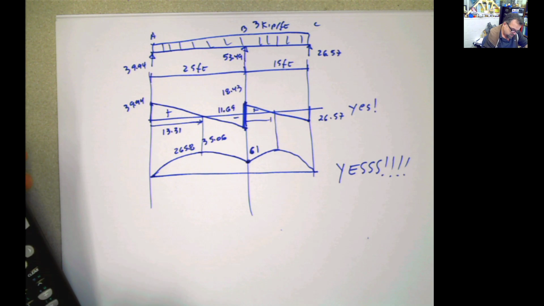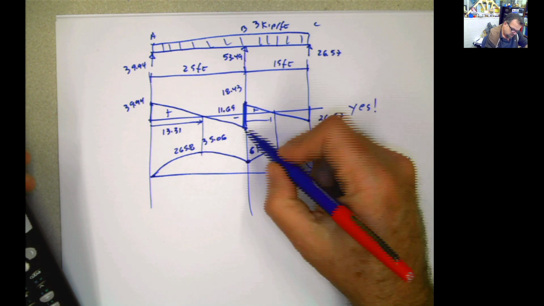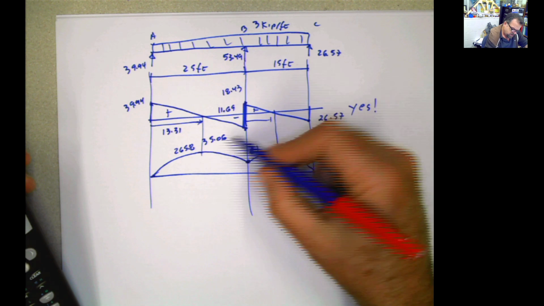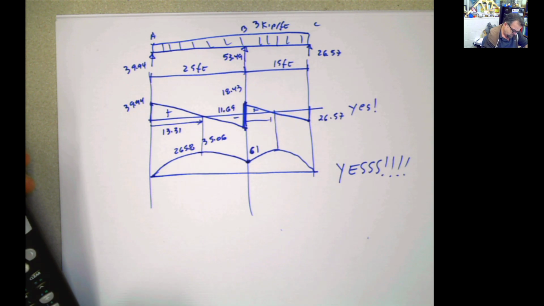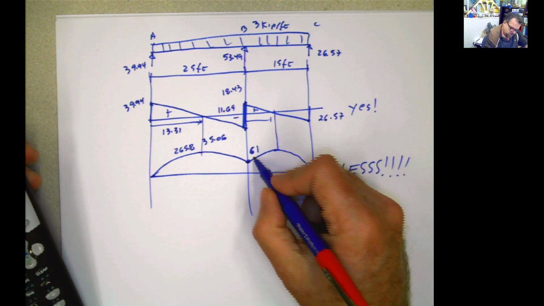So 11.69 times this value. I said this value before, 35.06. Yeah, I think so. Yeah, 6 divided by 2. And then you get 61, correct?